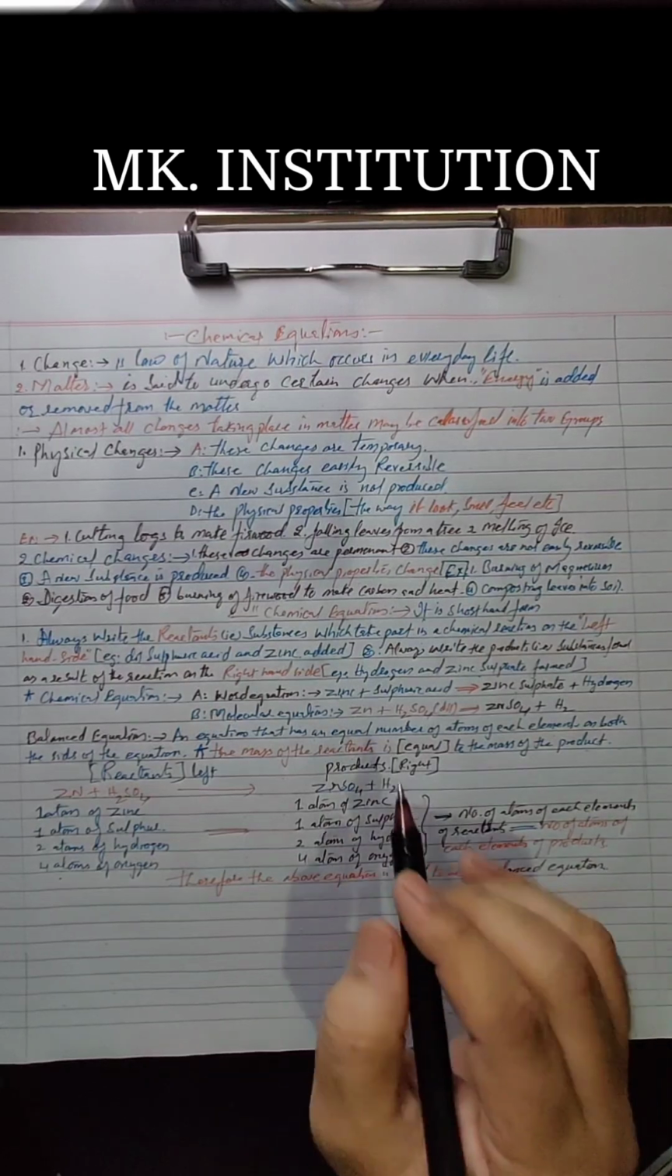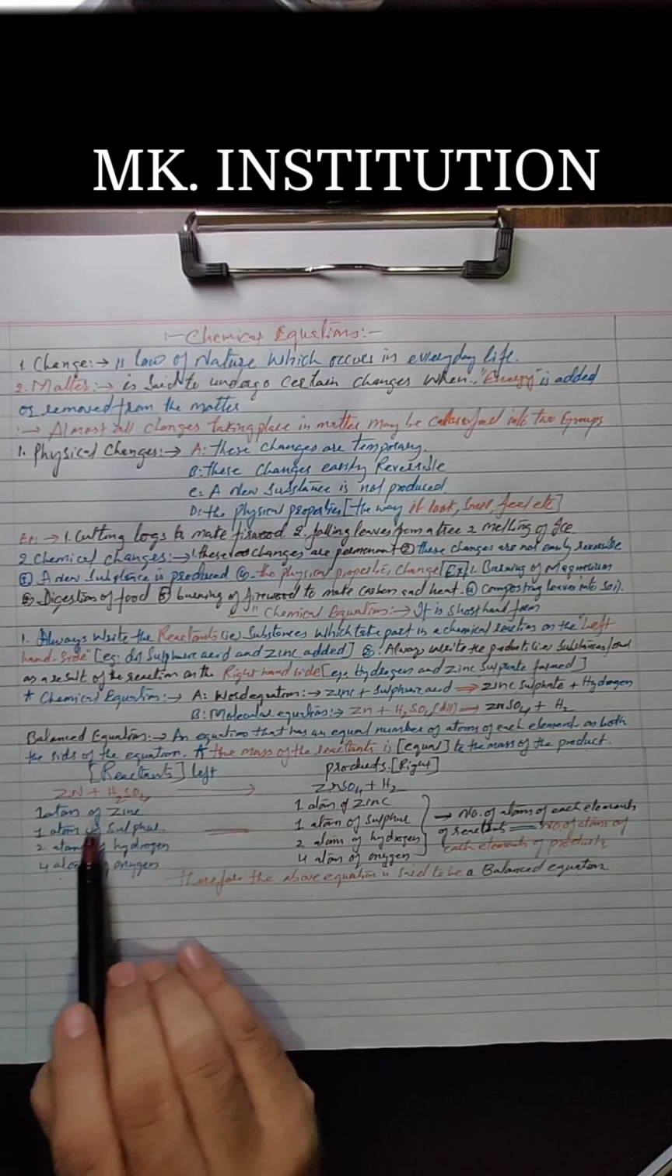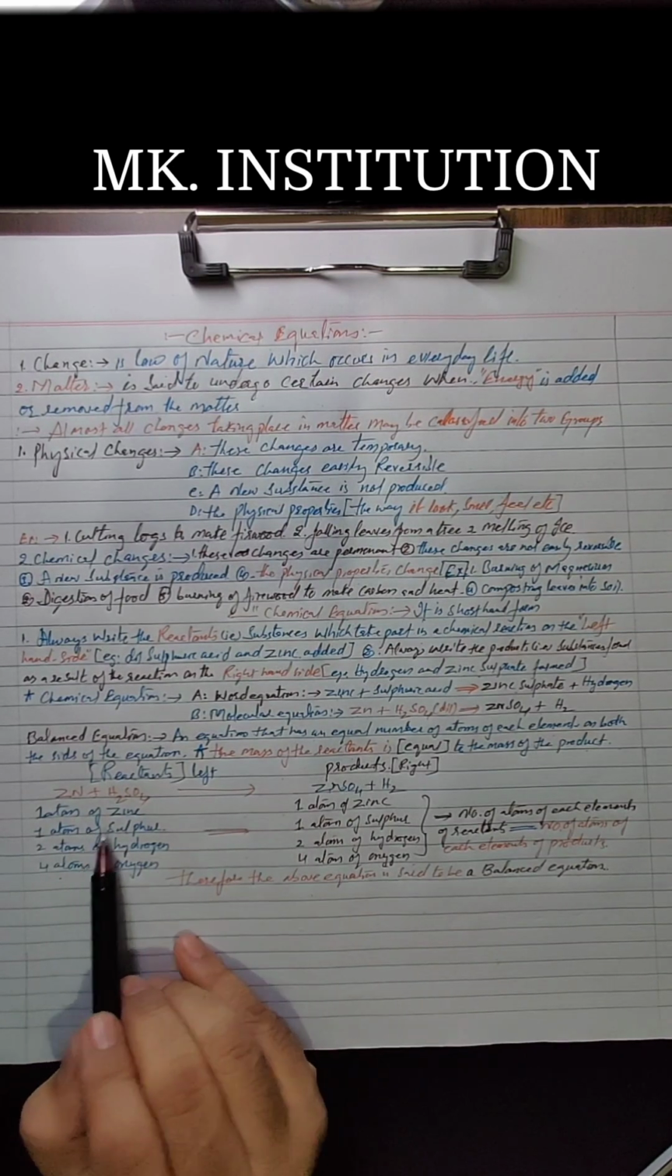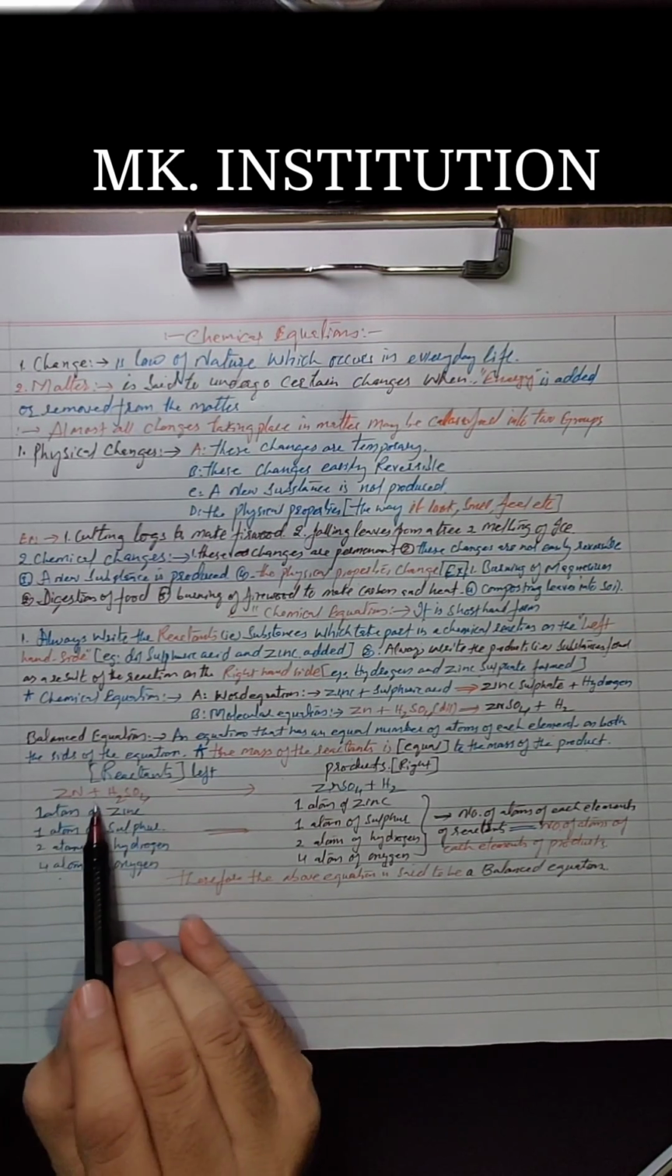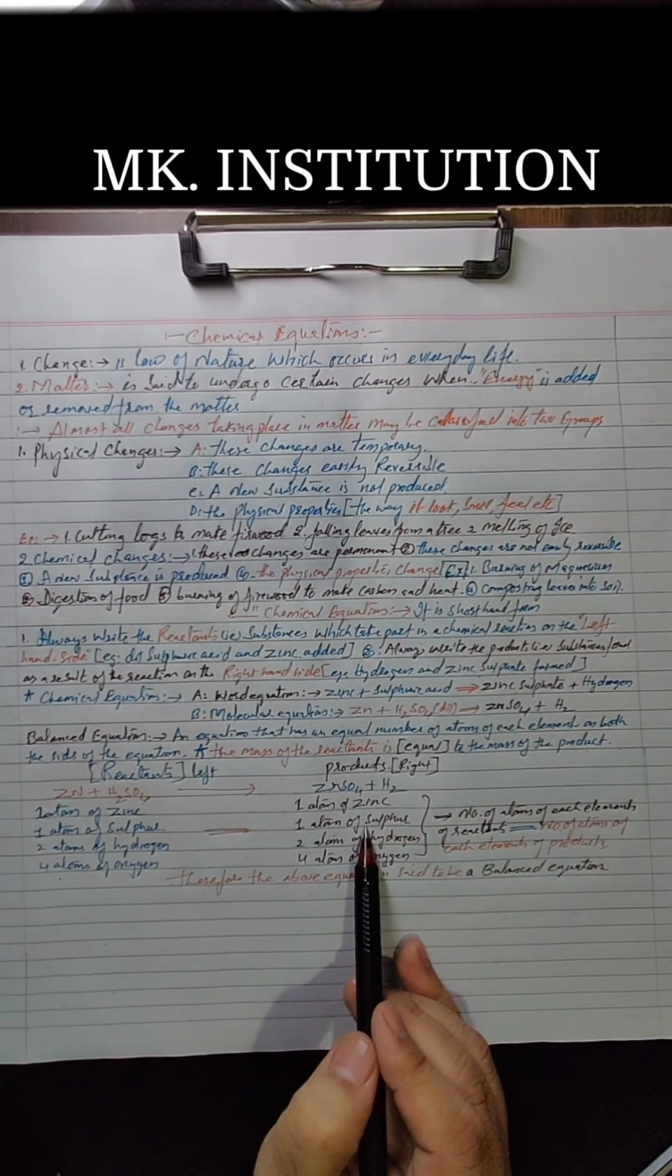Clear? Have you understood? This is called the balanced equation. Whatever elements are present in the reactants, the atoms present should be equal to those in the product that they produce. Clear? Understood?